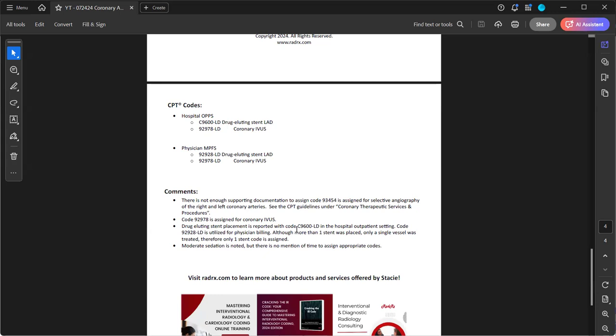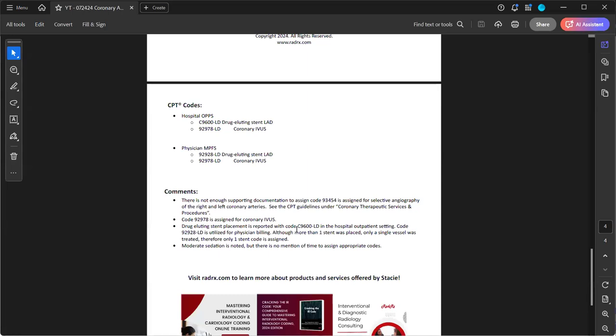Although more than 1 stent was placed, only a single vessel was treated. Therefore, we only assign 1 stent code. It would not be appropriate to use an add-on code for the stenting. And for moderate sedation, there's no mention of time to assign the appropriate codes, so you'll want to look elsewhere in the medical record.